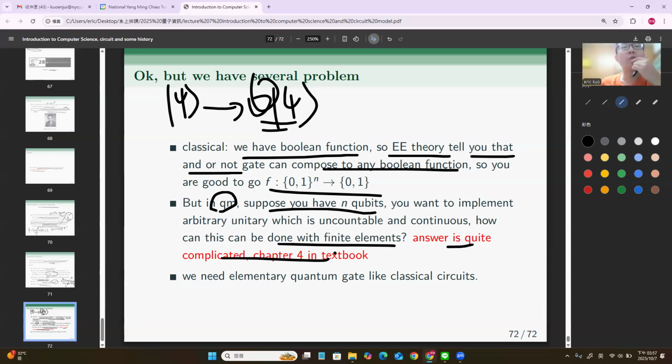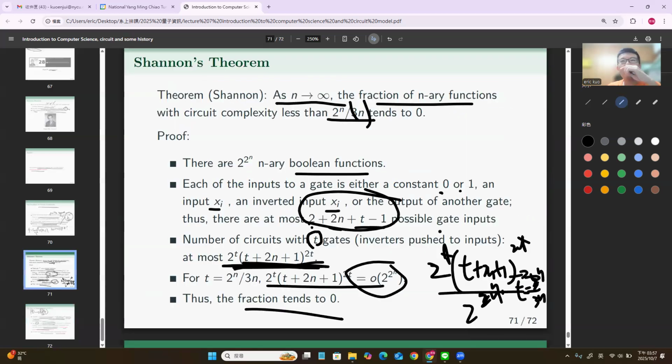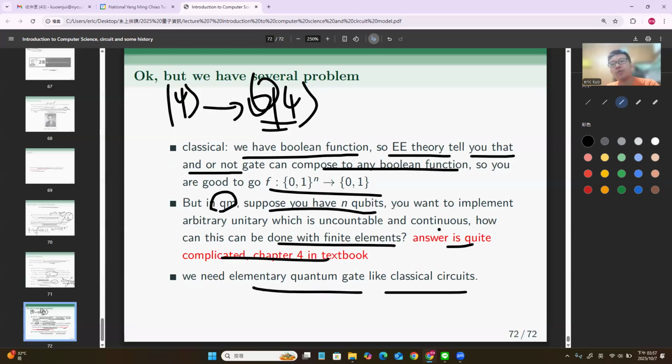Okay, so we need some elementary quantum and classical circuits. This is next week's lecture.